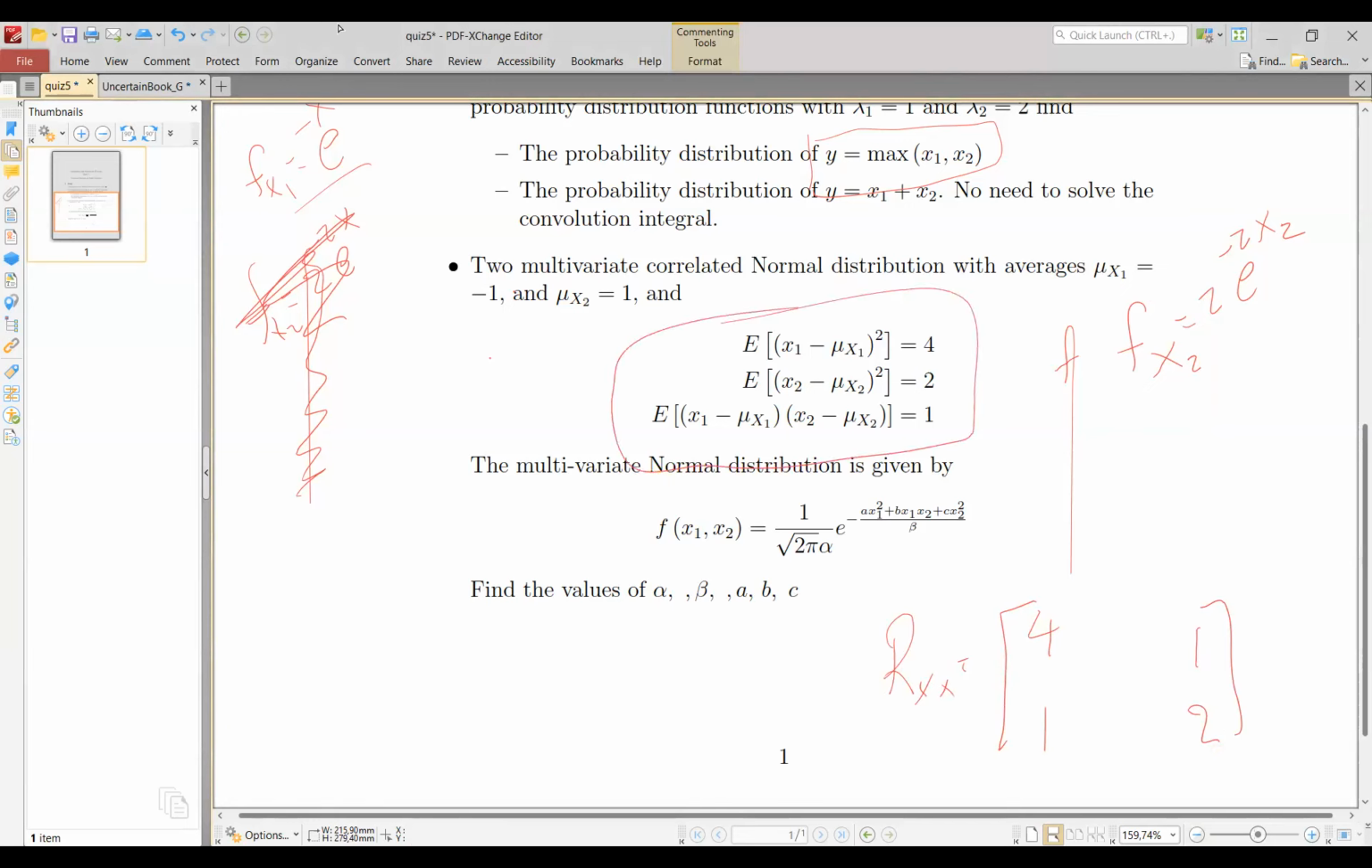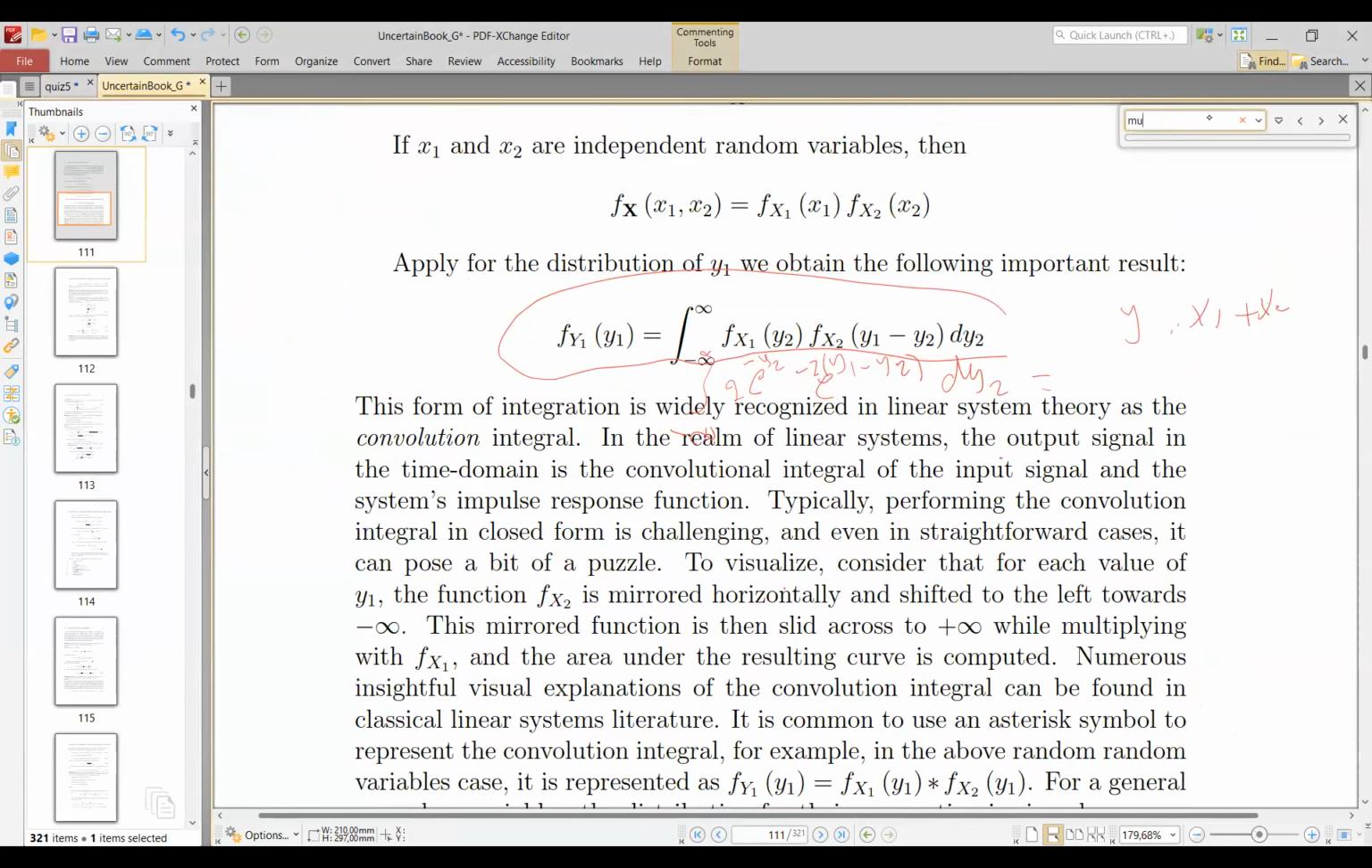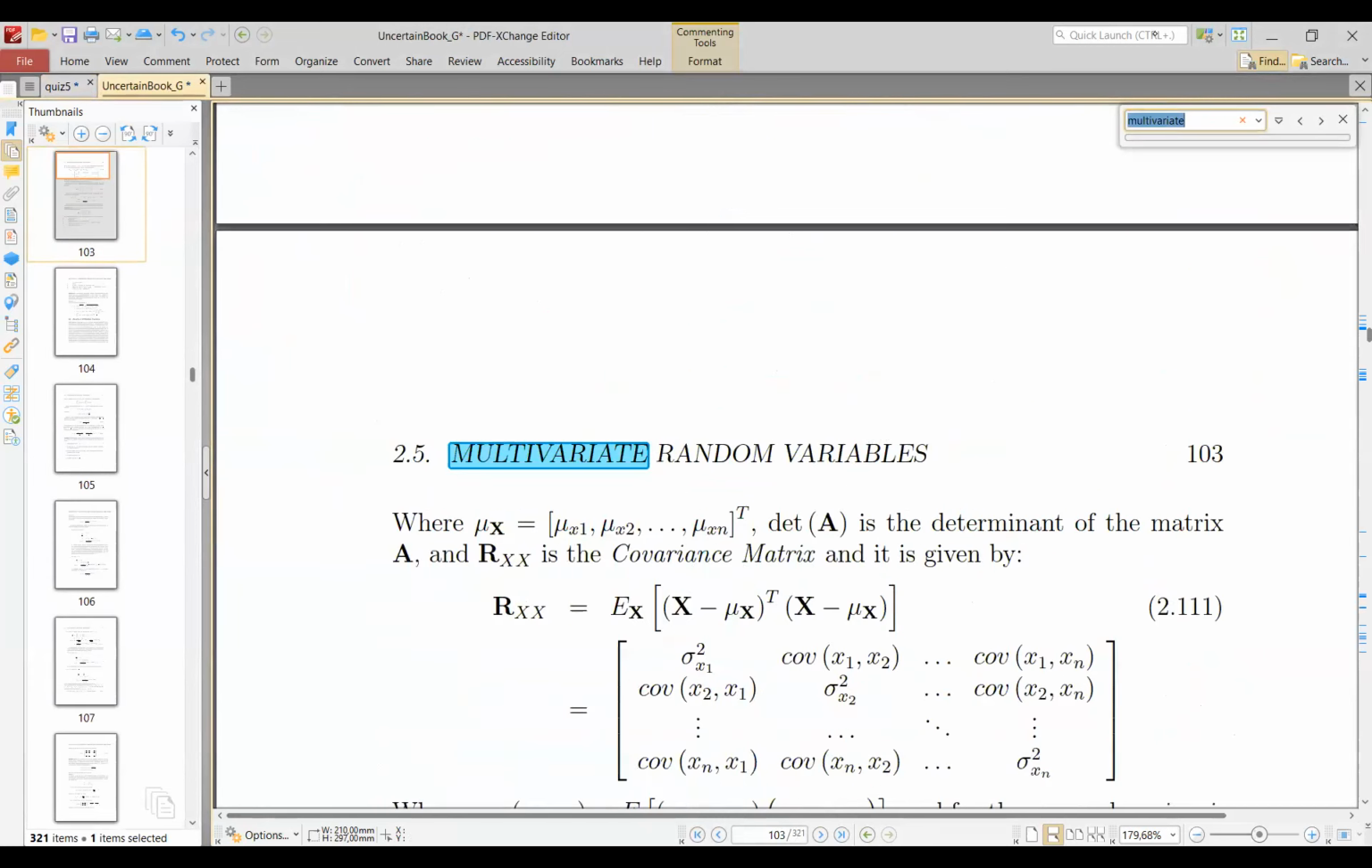Okay, and here what you need to do is go to the multivariate distribution, which was already given in the book, and just do direct substitution. I will show you how. Let us go to the whiteboard to see, or before that, let me show you where you can find the multivariate distribution. I will search for it. Multivariate. Yes, so I want to see the general form.